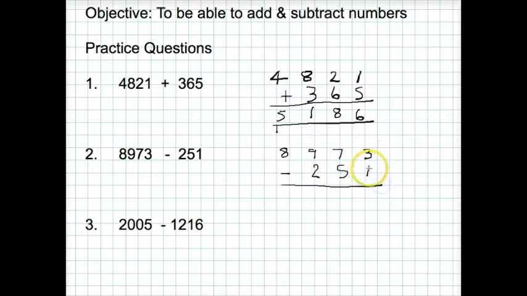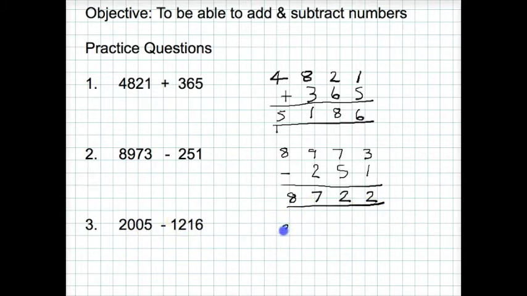Okay, 3 take away 1 gives me 2. 7 take away 5 also gives me 2. 9 take away 2 gives me 7. And 8 take away nothing leaves me with 8. 8, 7, 2, 2.